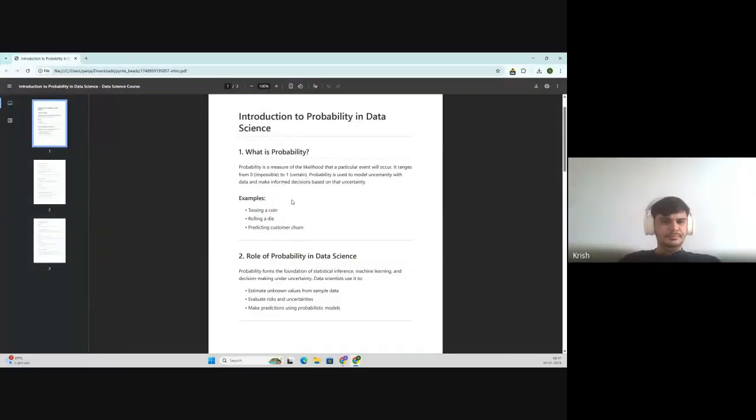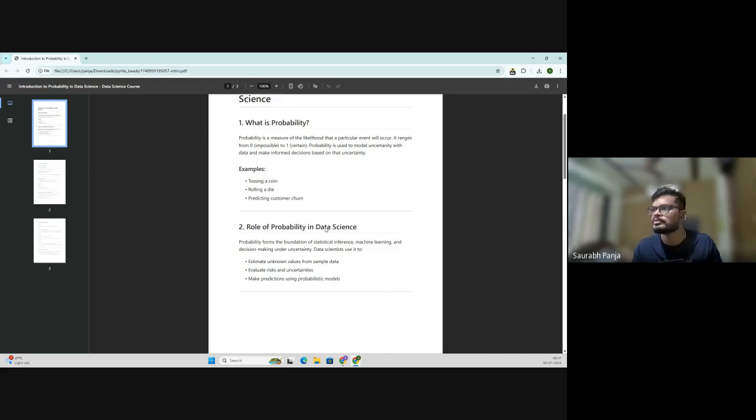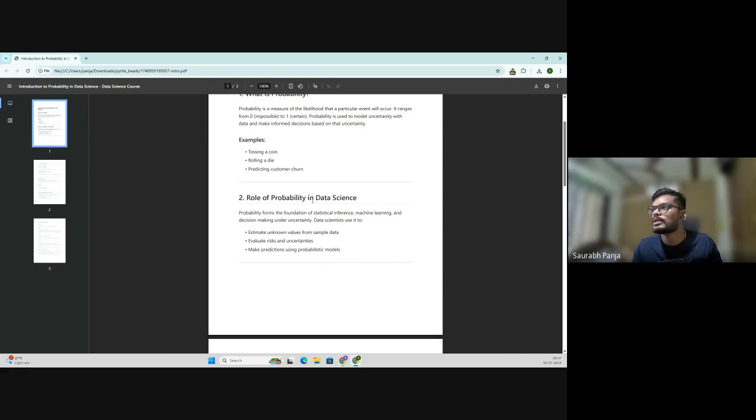Yeah. Okay, now what is a probability? Probability is a measure of the likelihood that a particular event will occur. It ranges from 0 to 1. Probability is used to model uncertainty with data and make informed decisions based on the uncertainty. Okay, got it? We are making a prediction. We are understanding what would be the output. So the formula to get the probability is the number of favorable outcomes divided by the total number of outcomes. A coin can have only heads or tails, so that is 2. And out of it, the favorable outcome will be 1. So that is 1 by 2, so 50% probability. Now, what is the role of probability in data science?